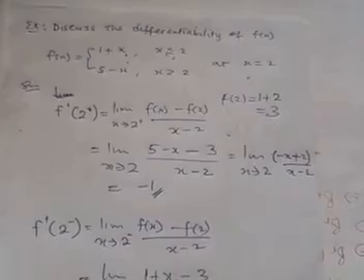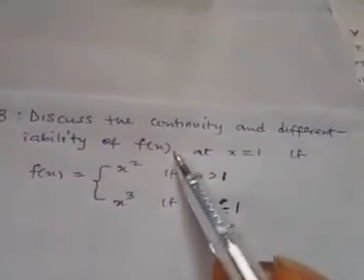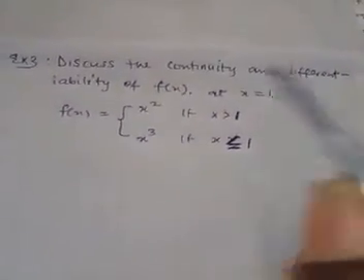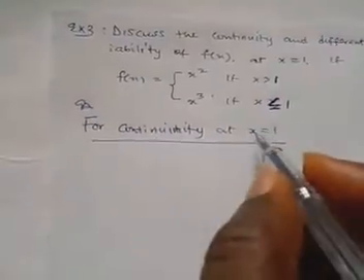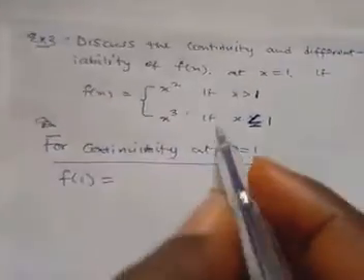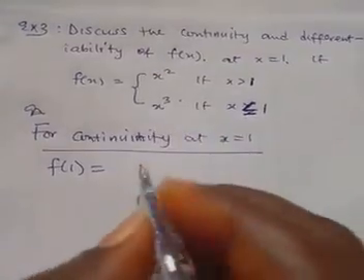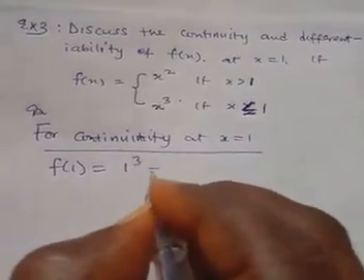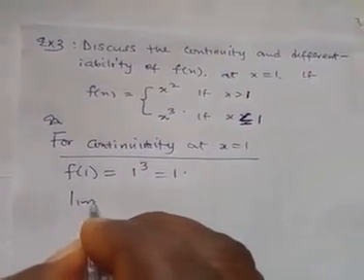Let's consider another example. We want to discuss the continuity and differentiability of f of s at s equal to 1, if our f of s is defined as this. Now, solution for continuity at s equal to 1. The first thing is we find f of 1. F of 1 will give me this when s is equal to 1. We have s cubed, so f of 1 will be 1 cubed, which is 1. Also, we need to find the limit.